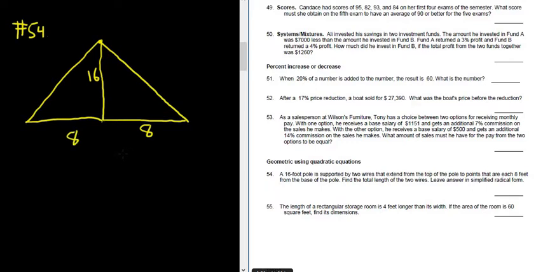Then it says, find the total length of the two wires. Leave answer in simplified radical form. I should say leave the answer. It looks like it's a typo. So leave the answer in simplified radical form.